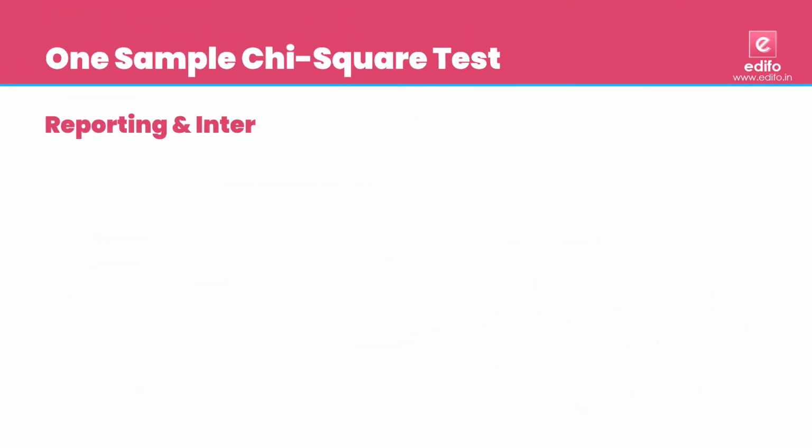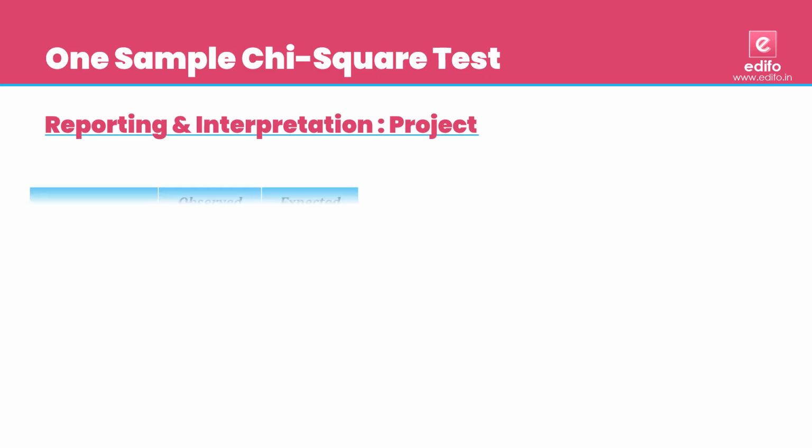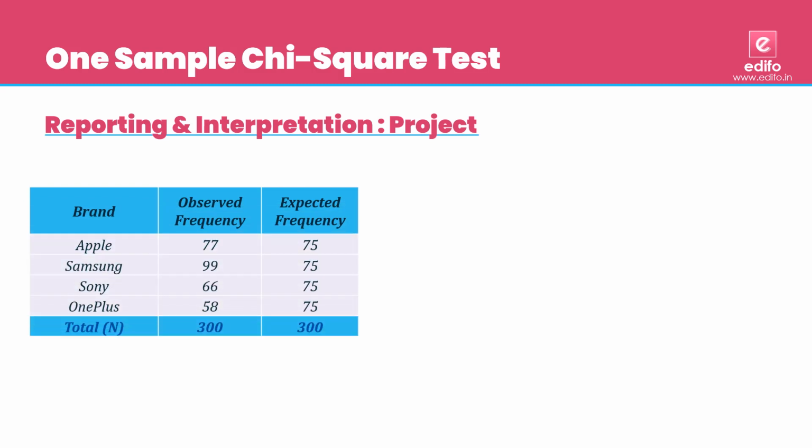Now we move to how to report and interpret this research result. First of all, how we can report it for a project purpose, that is your academic projects. First, you display the tabulation table like this. First column brand, second column observed frequency, third column expected frequency, and the final row shows the total number of observations, that is called n.